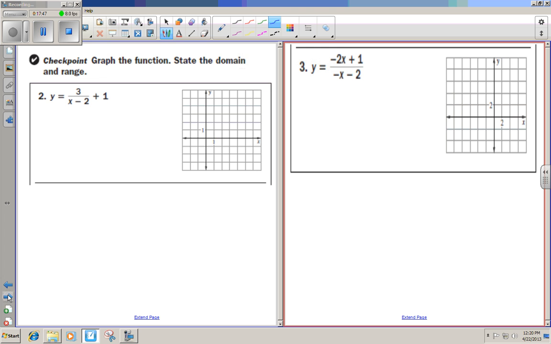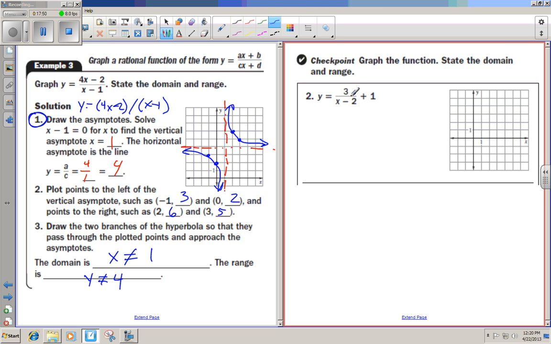So let's do a couple of the checkpoints here. This here is the parent function. This is the x minus the h. You could think of this as either the parent function of a hyperbola, or it could be (0x plus 3)/(1x minus 2) plus 1. But we're going to look at it in terms of the parent function.